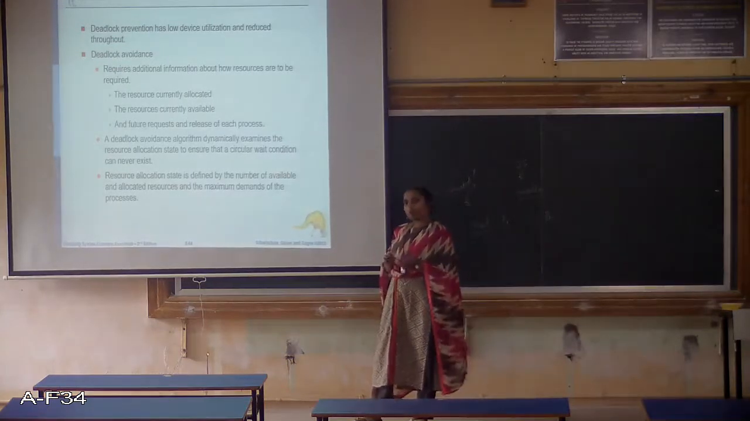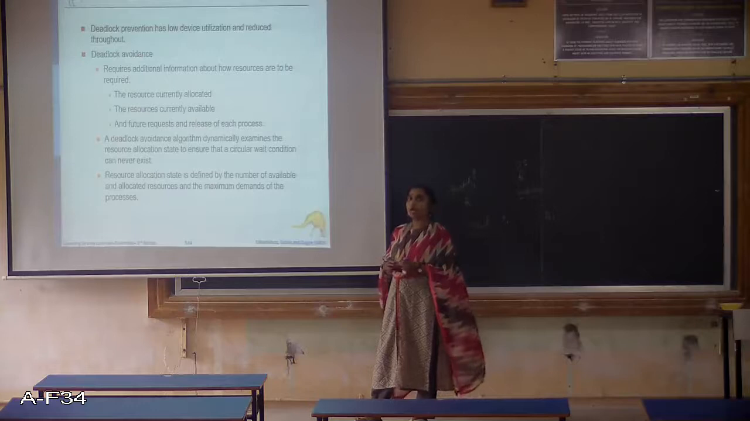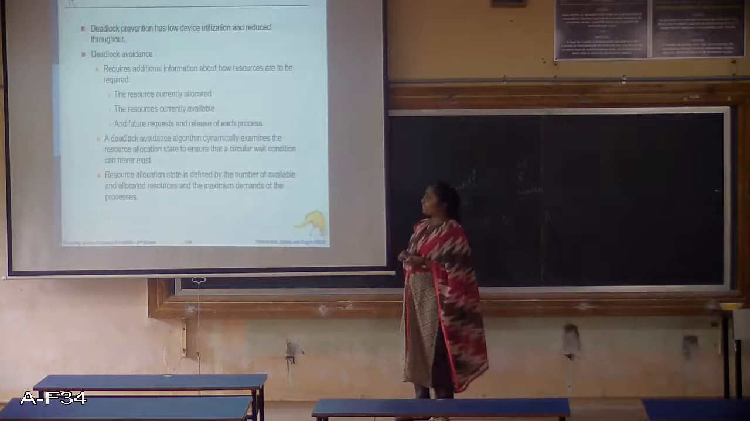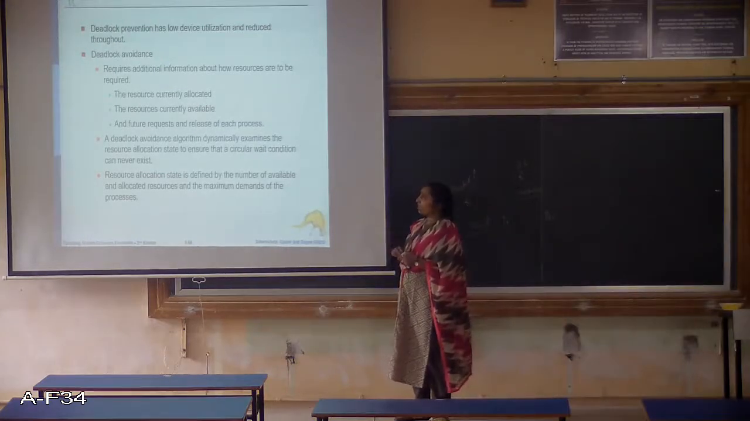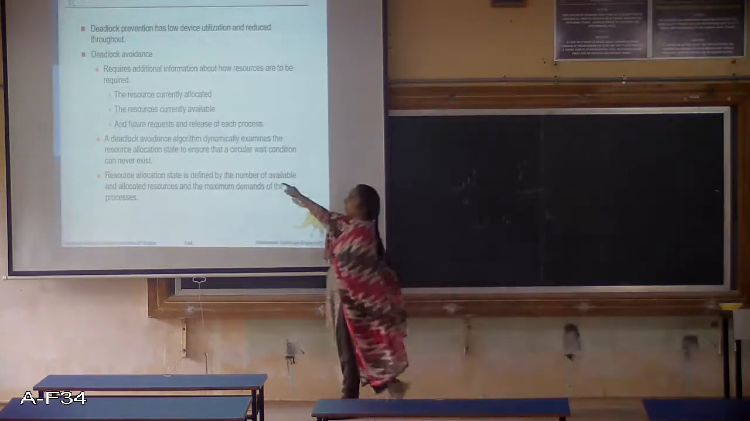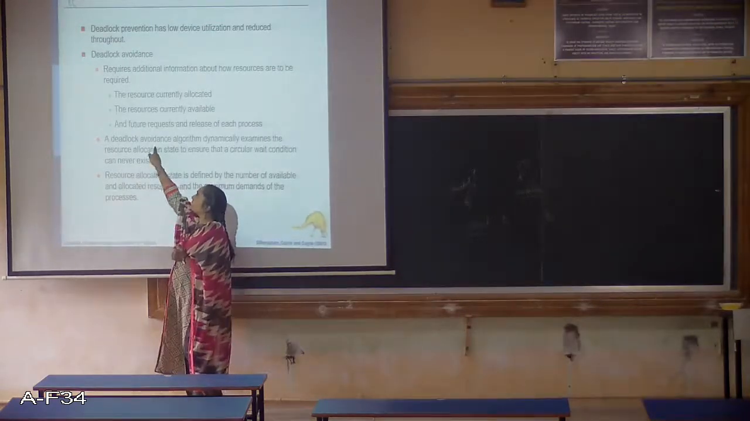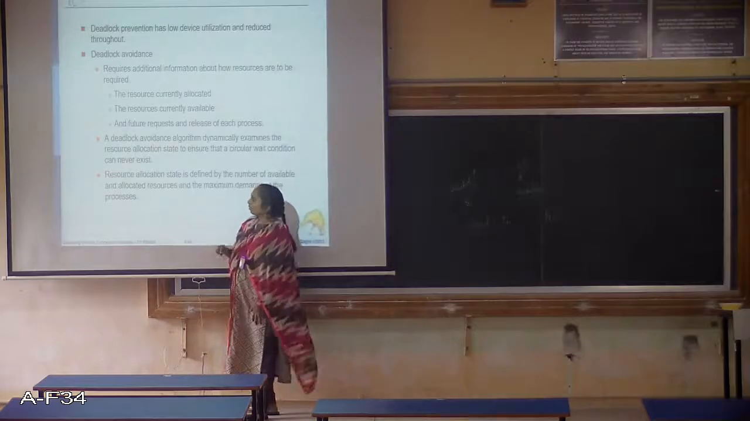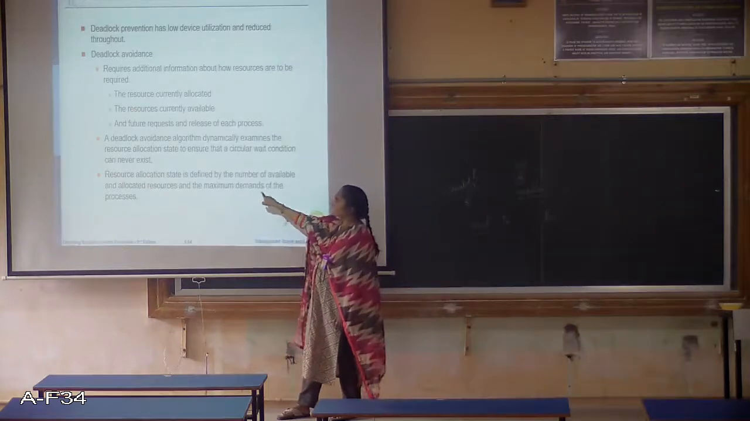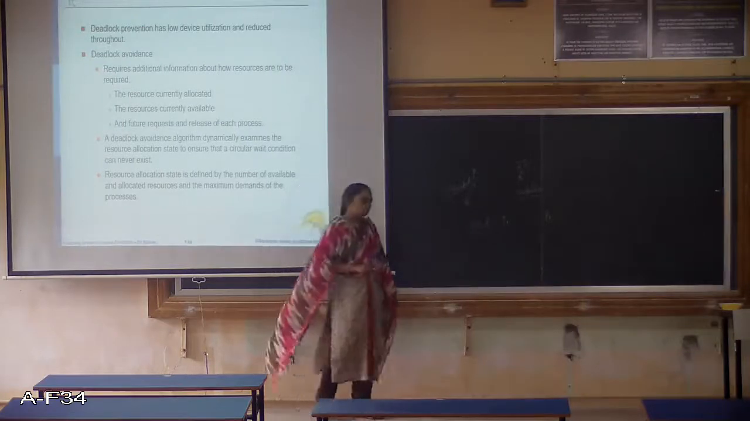Information so that we can make an algorithm so that we efficiently allocate resources and take care that deadlock is avoided. A deadlock avoidance algorithm dynamically examines the resource allocation state to ensure that a circular wait condition never exists. So if an algorithm is taking care that the circular wait never exists, that is a deadlock avoidance algorithm. A resource allocation state is defined by the number of available and allocated resources and the maximum demand of the processes. So you need a resource allocation state.